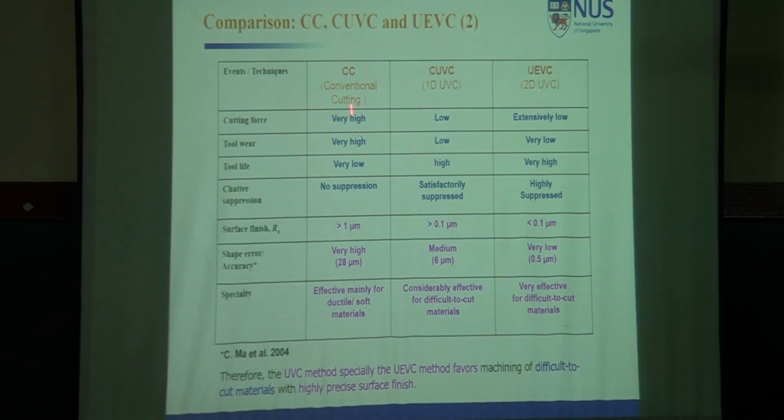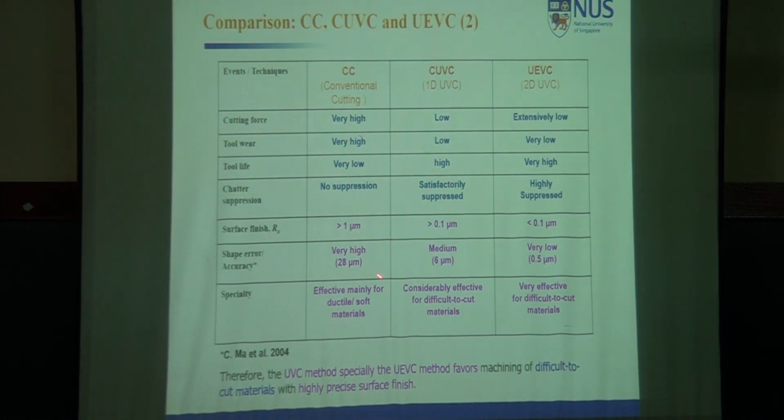Tool life for conventional cutting is very low. In ultrasonic cutting tool life is high, but in elliptical vibration cutting it is very high. Chatter suppression: no mechanism to suppress chatter in conventional cutting. In ultrasonic it is satisfactory, and in elliptical, chatter is highly suppressed, because chip thickness is very thin and cutting force is very low. Surface finish: below 1 micron, below 0.1 micron, here also below 0.1 micron. Shape error: very high, medium, and very low, all related to cutting force.